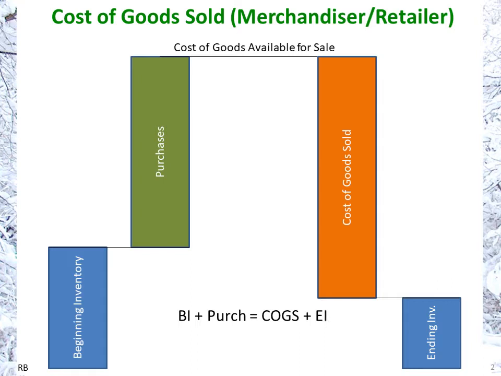The equation: beginning inventory plus purchases equals cost of goods sold plus ending inventory, or turning it around, cost of goods sold equals beginning inventory plus purchases minus ending inventory.